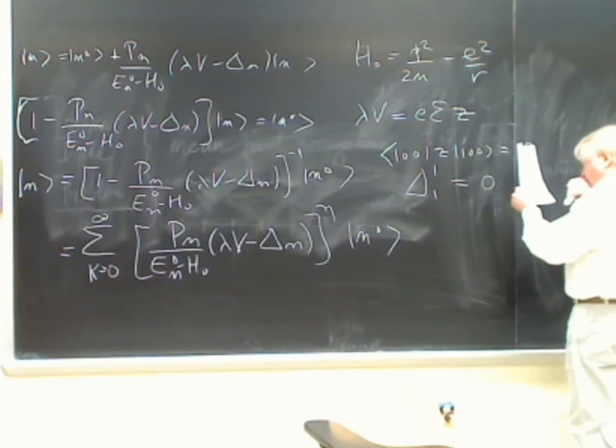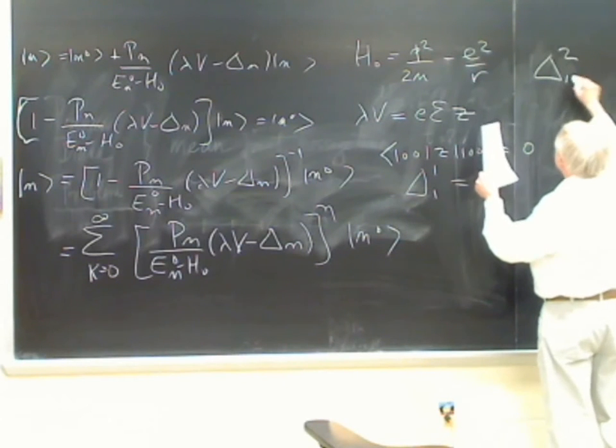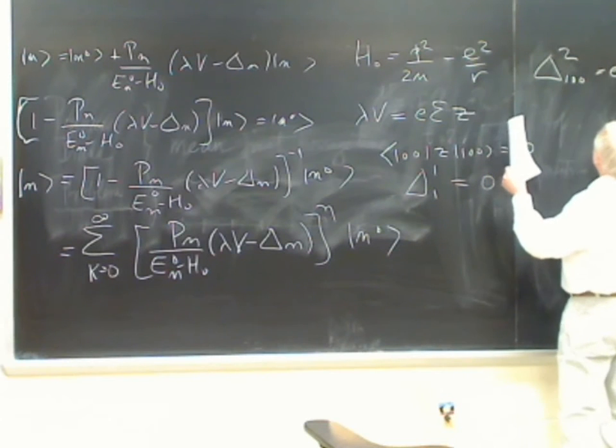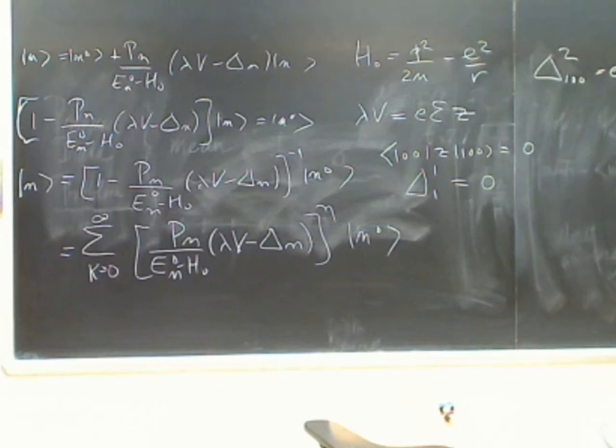What's the second order correction? Well, from the formulas that we derived, the second order correction to the ground state, 1, 0, 0, is going to be e squared, a sum over n not equal to 1, all L and M, of the matrix element of z between n l m and 1 0 0, squared, over E1 0 minus En 0. So that's our expression. And you see these guys are all greater than that, so this is of course negative.